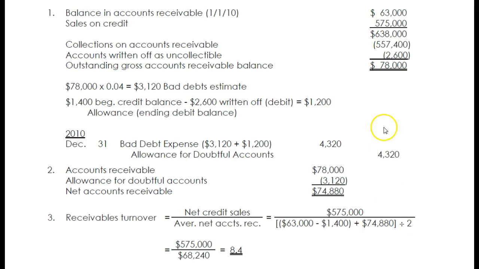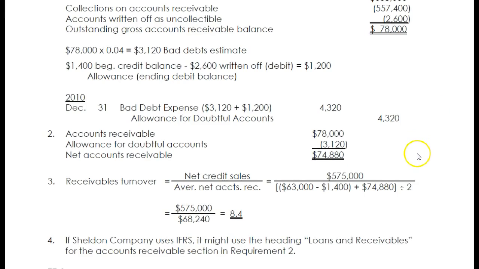So what is the difference here? If I do a credit to that account, what will be my ending balance? The ending balance is going to be the $3,120. So that's a little bit confusing. So this is your bad debts expense. This is the adjustment needed in the account to bring the credit balance up to $3,120.